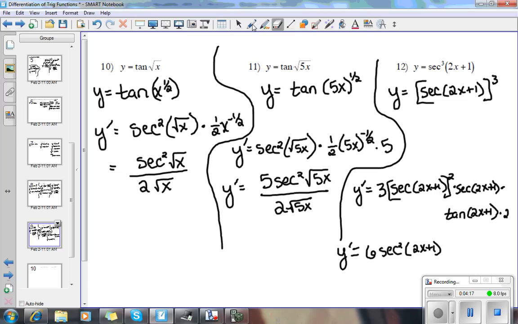Let's just make this cubed instead, tangent 2x plus 1. Okay, because this was squared and this was times another one of them, so we can just say secant cubed 2x plus 1.